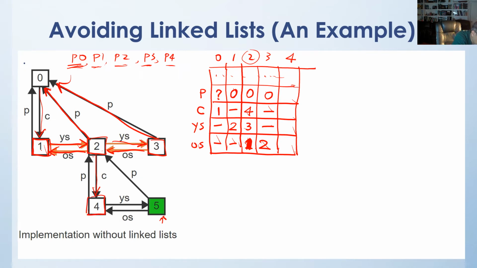So then, what's the parent? 2, right? Does it have a child? No. So I just put a dash. Does it have a younger sibling? Now remember, process 5 hasn't been created yet. So at this moment, 4 has no younger sibling.